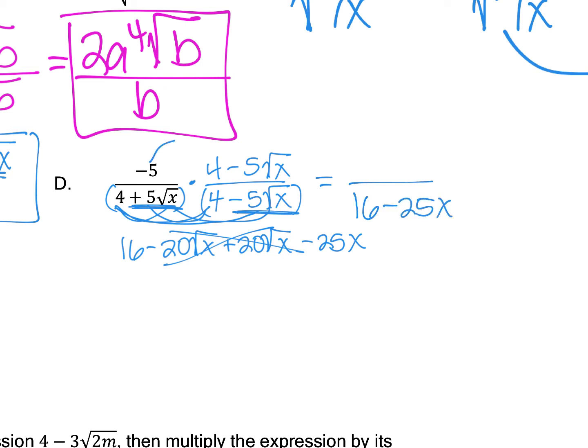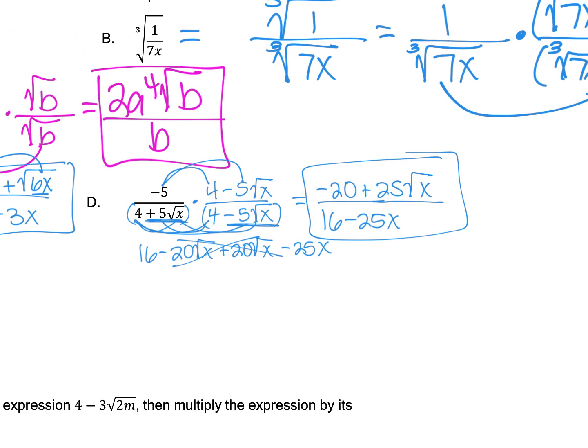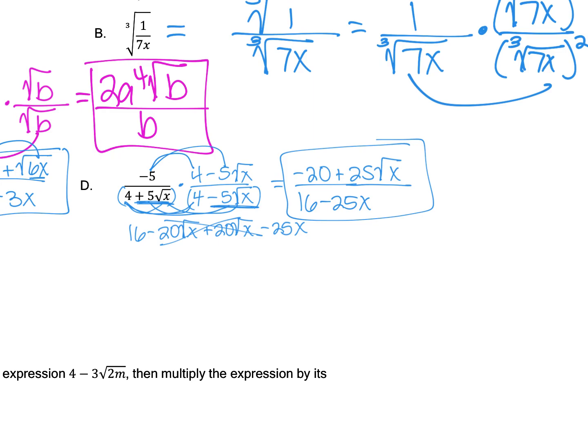And then I have to distribute on the numerator. So that's negative 20 plus 25 square root of x. I'm not able to add any of that stuff, so that would be my final answer. So this is called rationalizing, when you need to get rid of the radical in the denominator. You can't divide by a radical. If you have any questions, please let me know.